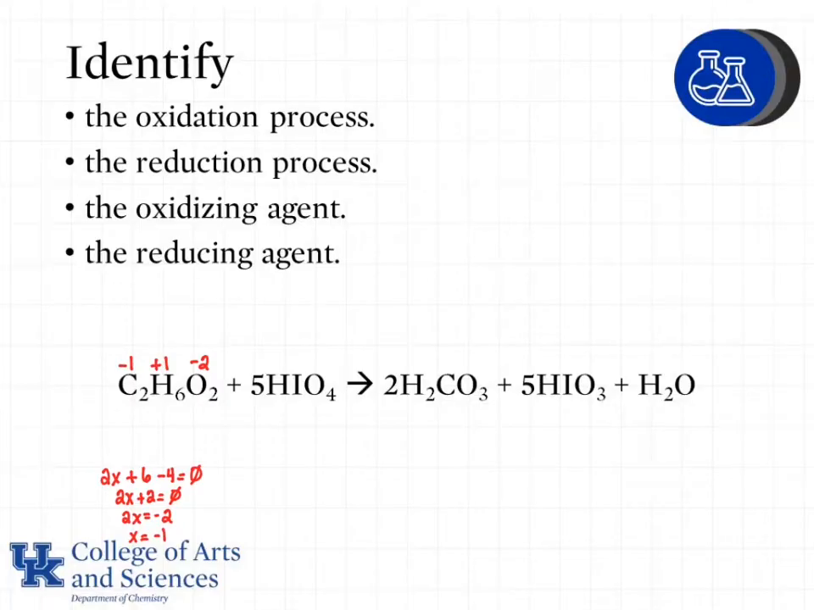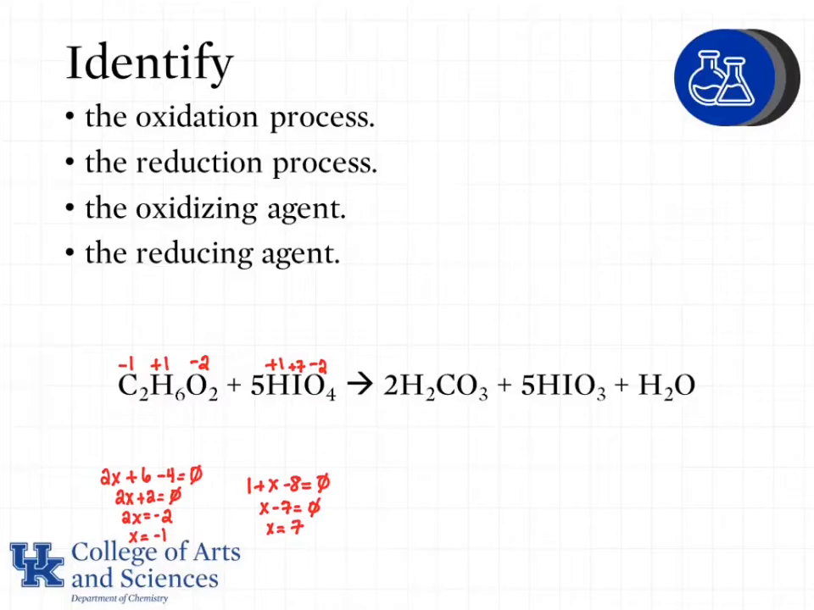For HIO4, we know that hydrogen is +1, oxygen is -2, and the iodine oxidation number is our unknown. We can again set up an equation to solve for that unknown value. 1 plus x minus 2 times 4, which is -8, equals 0. X minus 7 equals 0, so x is equal to 7. So the oxidation number of iodine in this compound is +7.